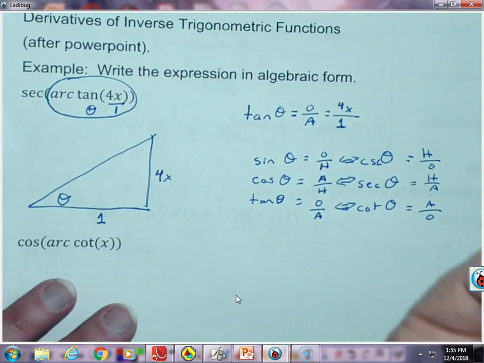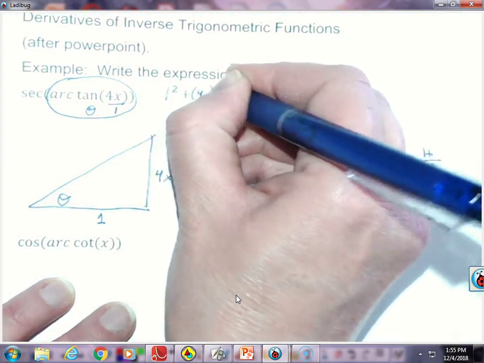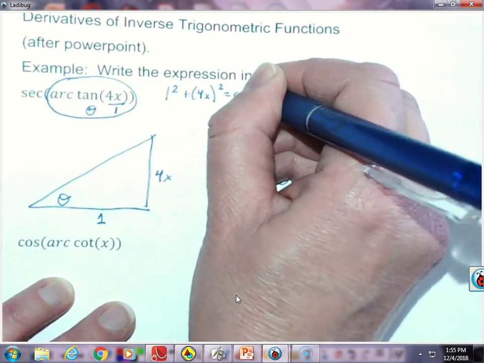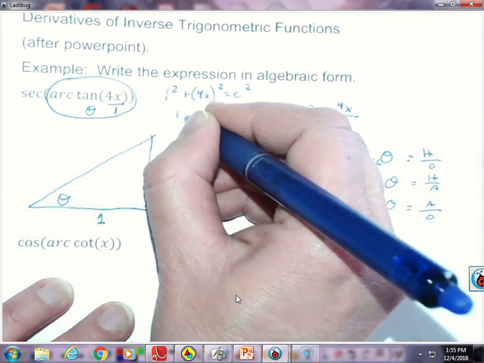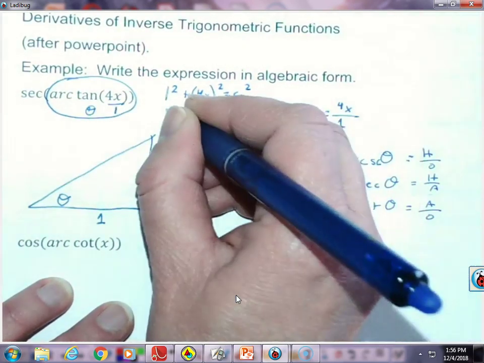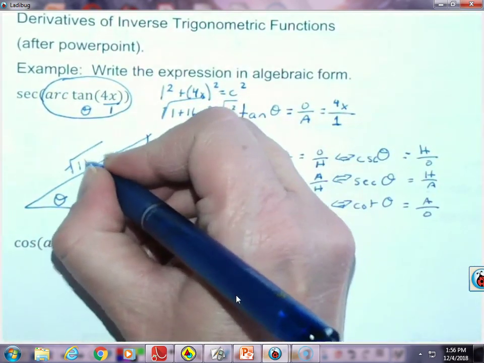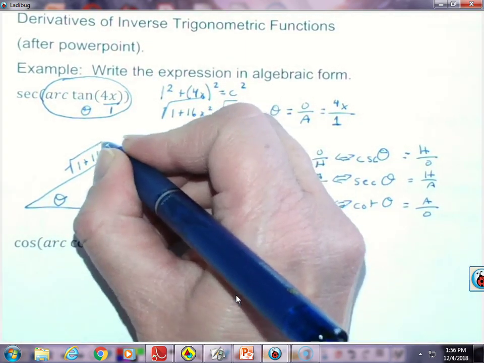Okay, so here we go. 1 squared plus (4x) squared equals c squared. So you'd have 1 plus 16x squared is c squared. When you take the square root, it is the square root of 1 plus 16x squared.